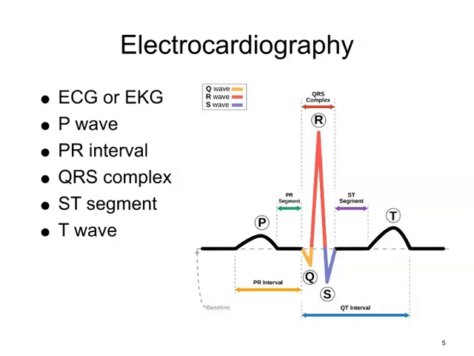If we have too long of a QT interval, that can predispose the patient to dysrhythmias. And if we don't have a long enough QT interval, that means that the heart isn't getting enough rest in between and isn't able to fill appropriately. A patient will be symptomatic, and this can also lead to dysrhythmias.